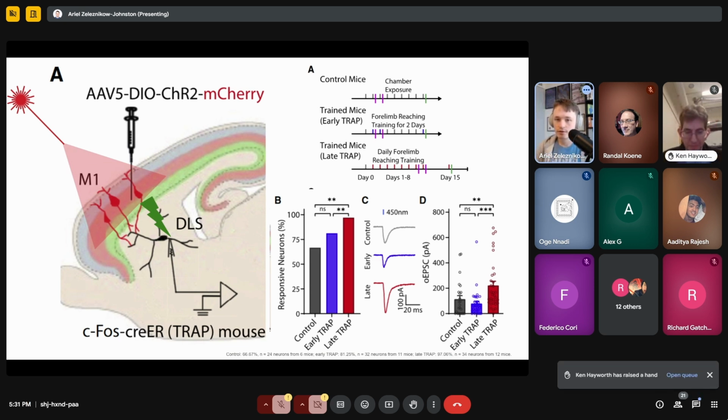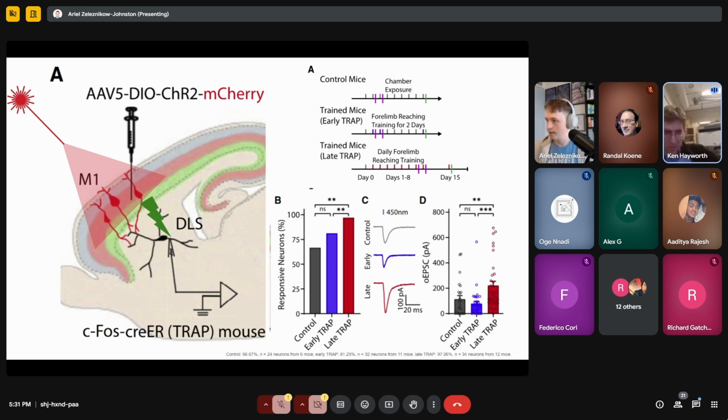Ken. So I want to make sure, the number of cells in M1 that are being stimulated at a single time would probably be quite large. Yes, that is true. Okay, and so that would raise the statistics for at least one of those having a connection to a dorsal striatum cell, and so maybe that explains why the responsive neurons are so high.